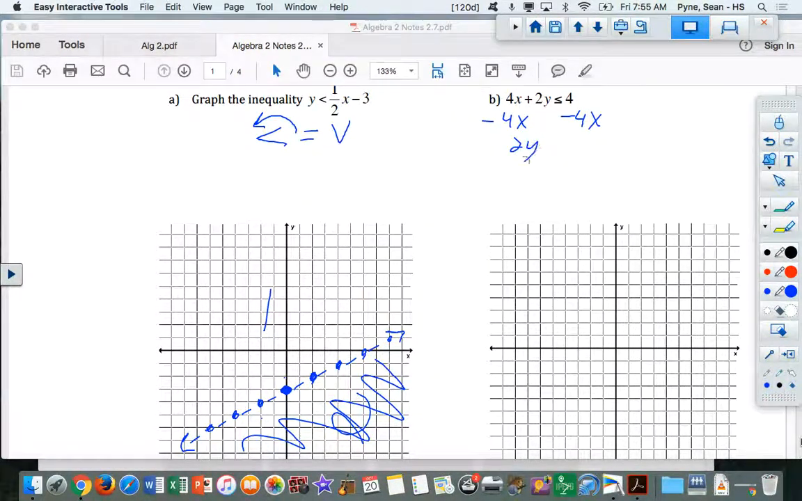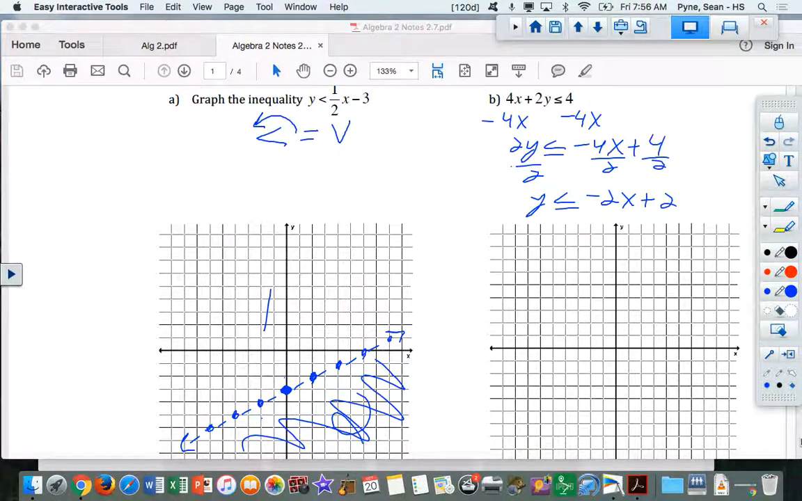So I have 2y is less than or equal to negative 4x plus 4. That's easy so far. What's my next step? Divide by 2. Divide everything by 2. Y is less than or equal to negative 2x plus 2. Oh, this is easy.